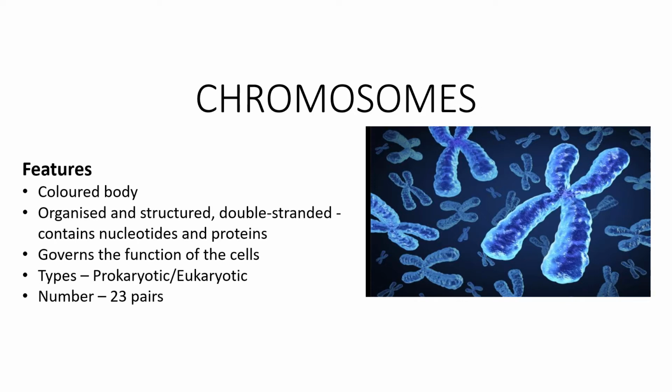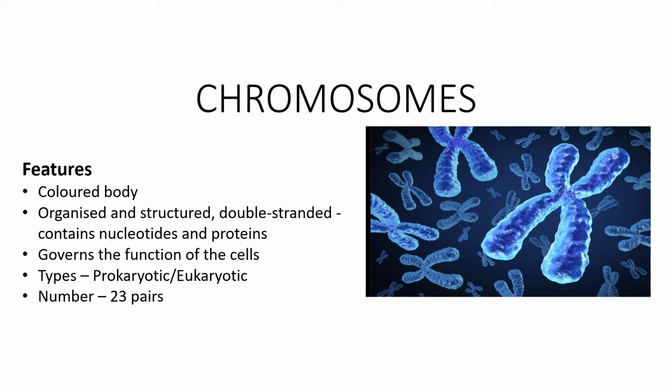What is the major function of a chromosome? The chromosome carries the genetic material which governs the entire functioning of that particular cell. What are the various types of chromosomes? Prokaryotic chromosome and eukaryotic chromosome.